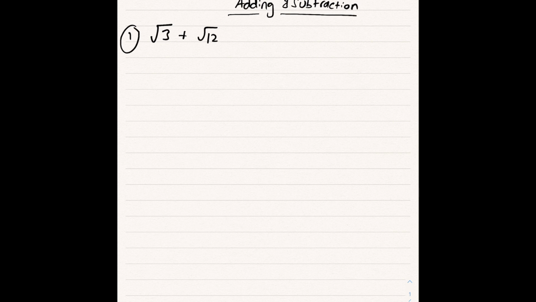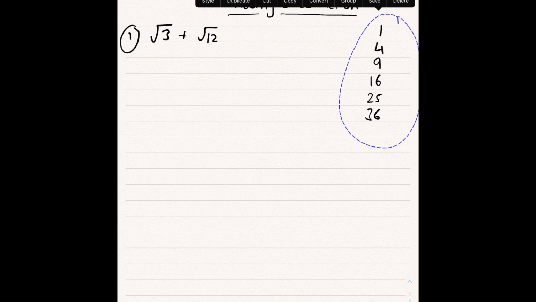So remember, let's write out the square numbers to help us remember: 1, 4, 9, 16, 25 and 36, and so on. Put this on the side here. So the square root of 12. What numbers on the right hand side, 1, 4, 9, 16, 25, 36, can we times by to give us 12? So we know that square root of 12 can give us square root of 4 times square root of 3. So let's write this down.